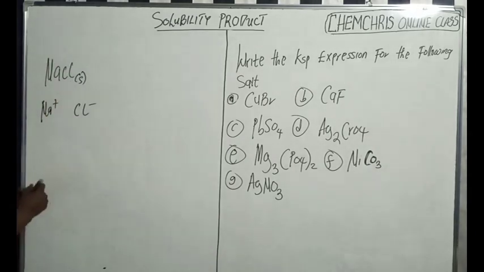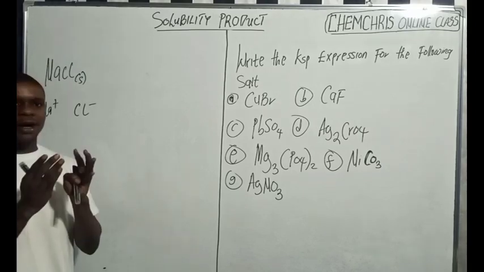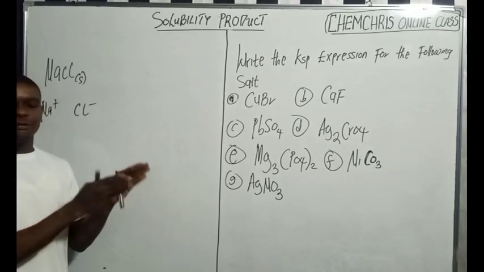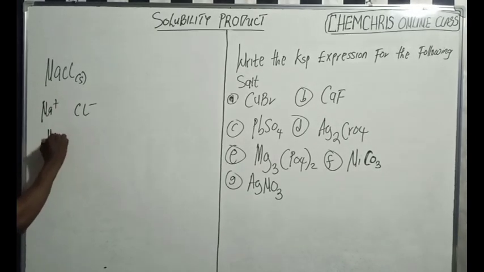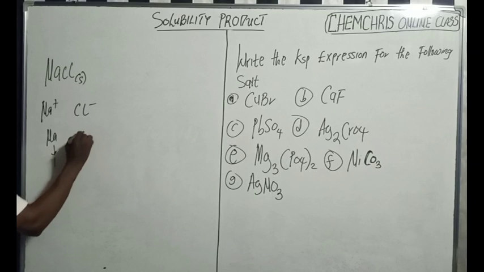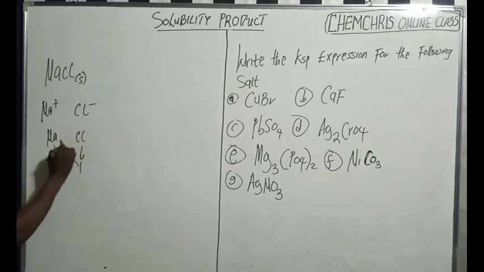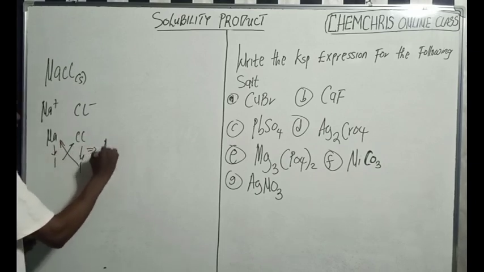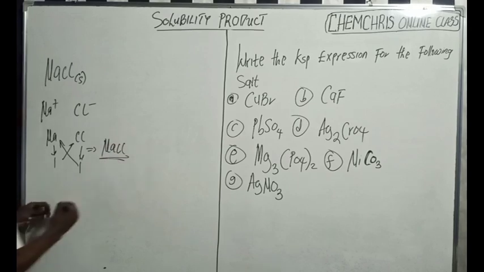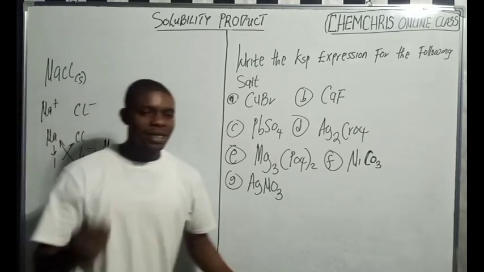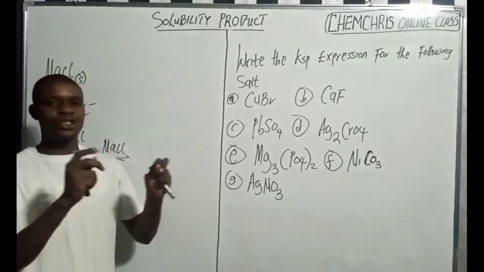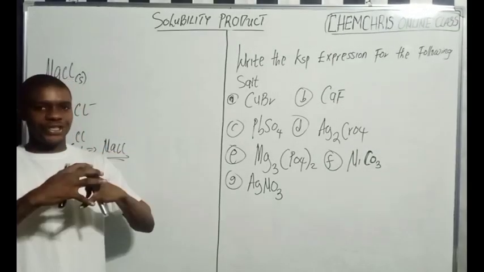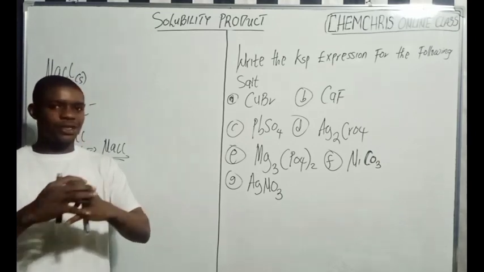How do I know? Remember, when writing an ionic formula, you make use of the oxidation state: Na is 1, Cl is 1. You move across, so you have NaCl. So when writing the KSP expression, the first thing you want to do is to know the oxidation state of the species that form that salt.